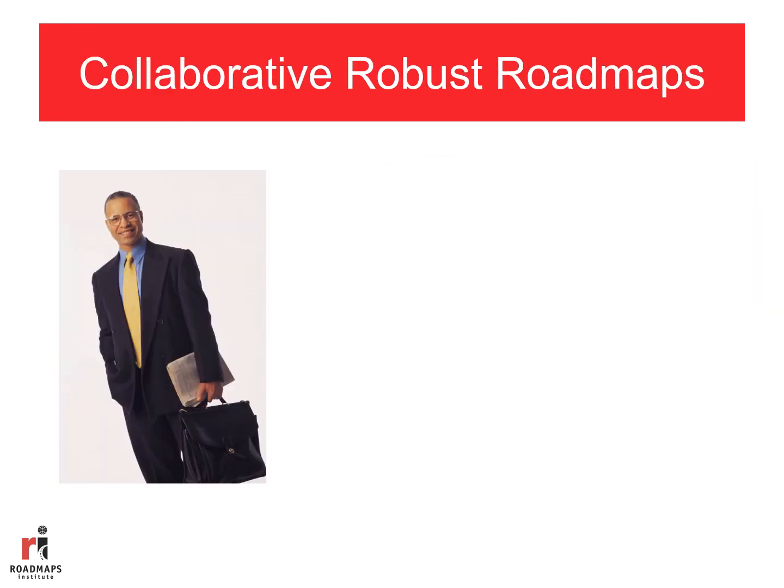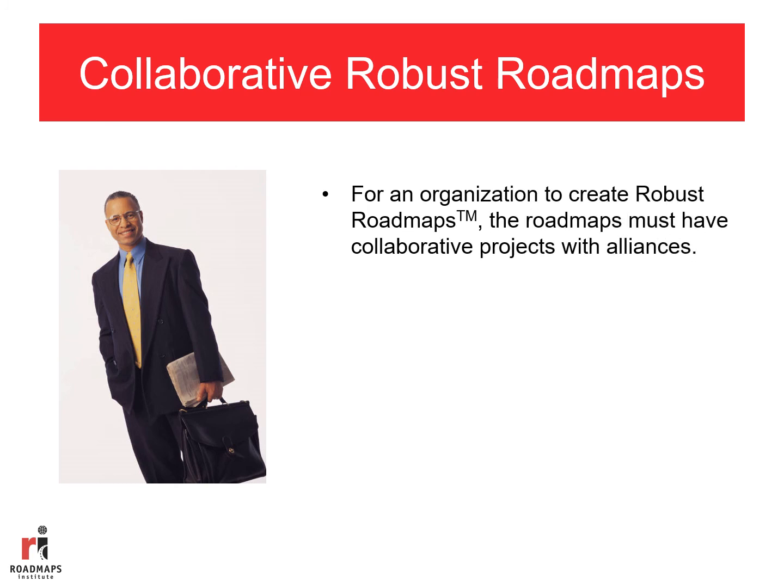Ultimately where we're headed, at least in terms of developing our alliance roadmaps, is the integration of the organizational maps with the enterprise maps with the alliance maps. Together, these three make for what we call robust roadmaps. For an organization to create robust roadmaps, the roadmaps must have collaborative projects with alliances. That's a given criteria in our definition of robust roadmaps. In fact, that is provided in the very first chapter of this book.